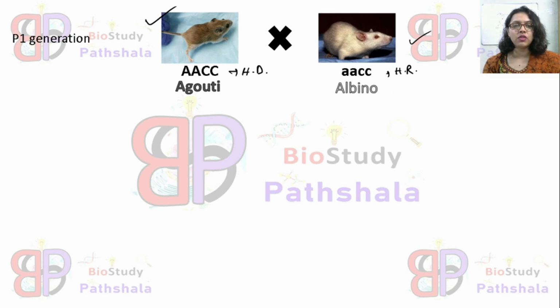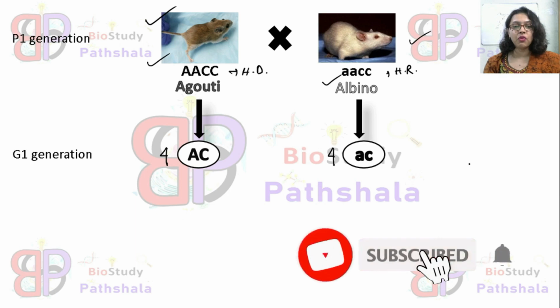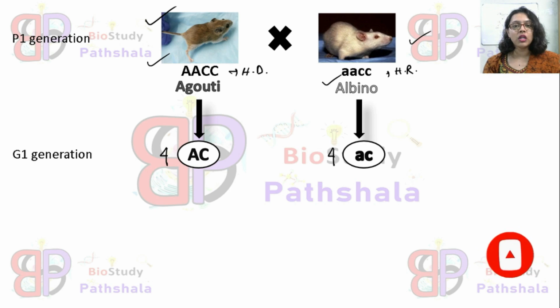Now these two individuals will produce gametes, and the gametic generation will be named the G1 generation. In this G1 generation, this individual will produce capital A, capital C gametes. The number of gametes will be 4, but the type of gamete will be the same, capital A, capital C. The albino individual will produce small a, small c gametes, again 4 in number. Now these gametes will fuse together to form the F1 individuals.